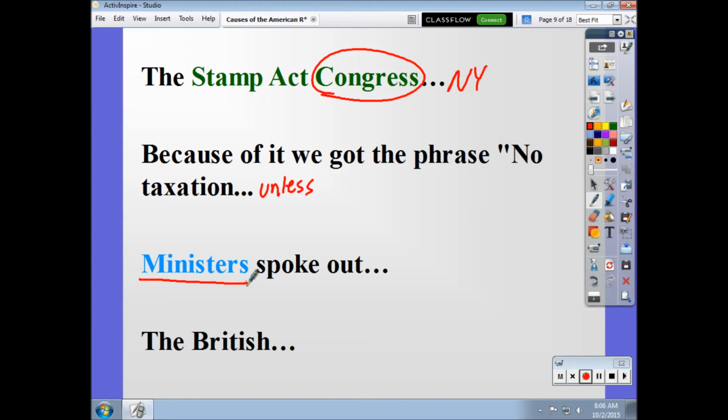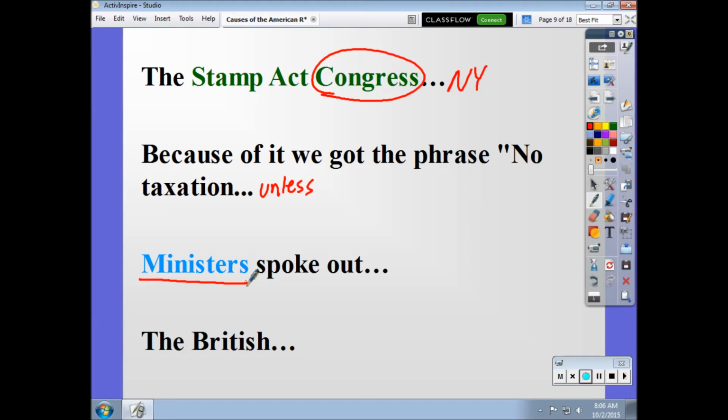And they don't just speak out publicly. They are going to speak out on a regular basis on Sunday mornings in their churches, reminding the people of their natural rights, reminding the people of their rights as Englishmen, and pointing out the violation of their rights. And this becomes a regular kind of thing on Sunday morning that people experience.